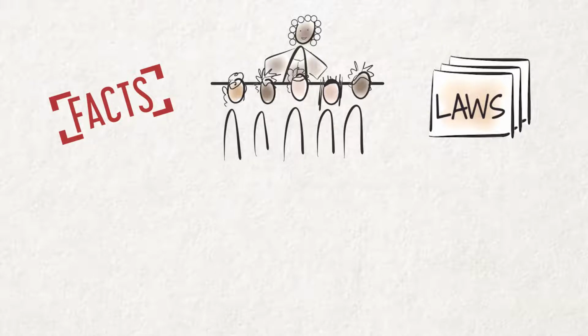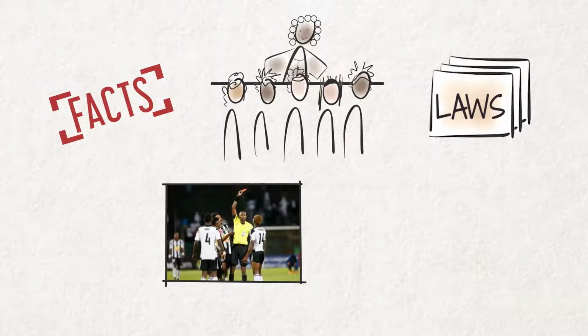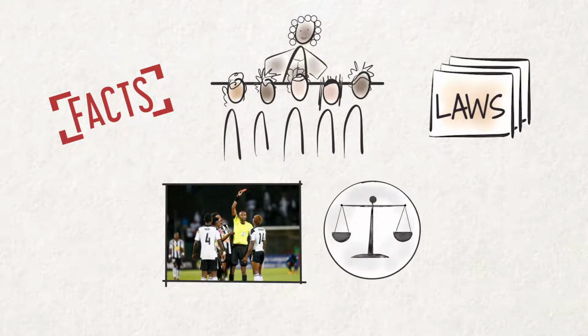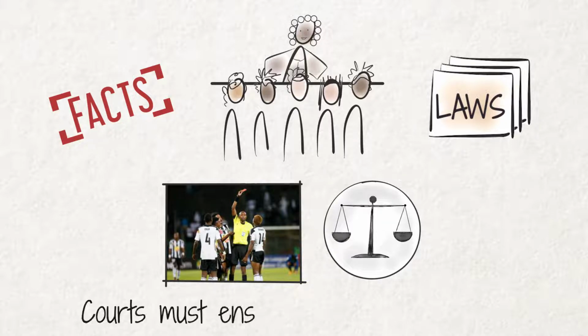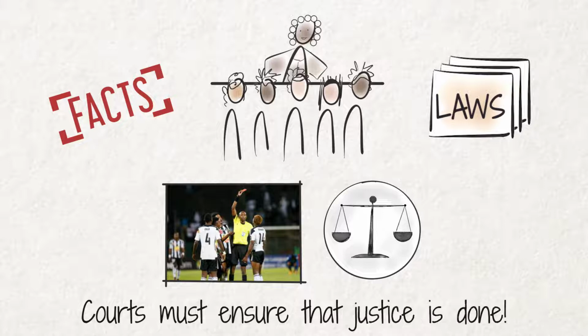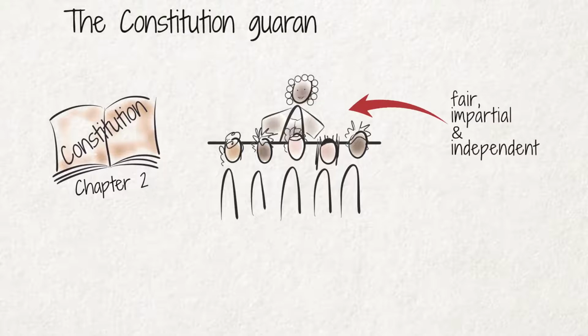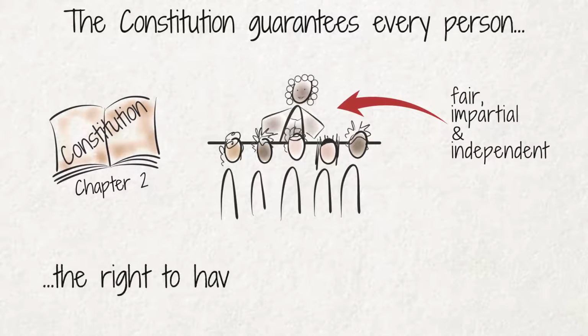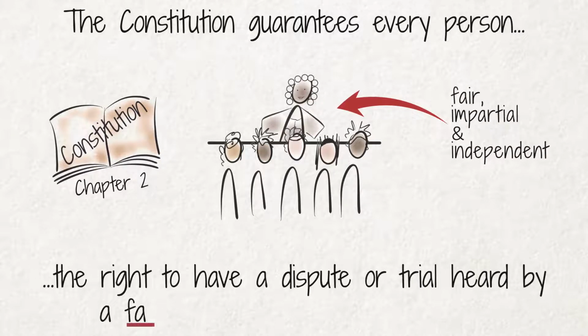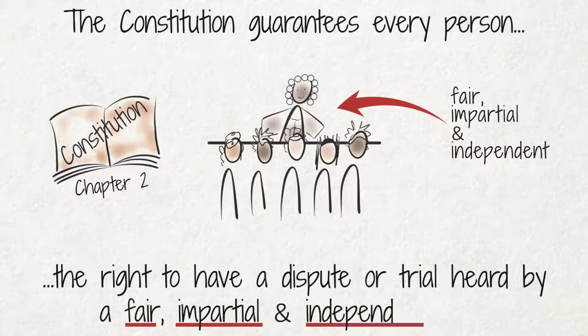In one way, the courts do a similar job to the referee of a soccer match. A referee has to enforce the rules to ensure the game is fair and the players do not break the rules. But the task of the courts goes further. They must ensure that justice is done. Chapter 2 of the Constitution guarantees every person the right to have a dispute or trial heard by a fair, impartial, and independent court.